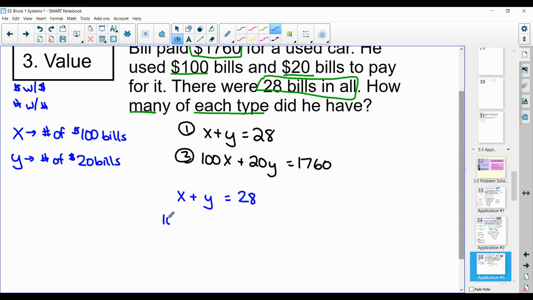And 100x plus 20y equals 1760. Now looking at this, substitution is just as easy to use. I'm just trying to expose you to the other method. So by all means, you could use this or solve this using substitution as well.